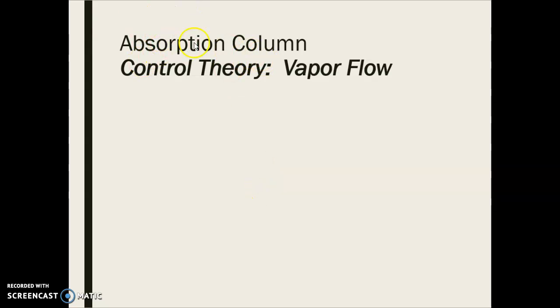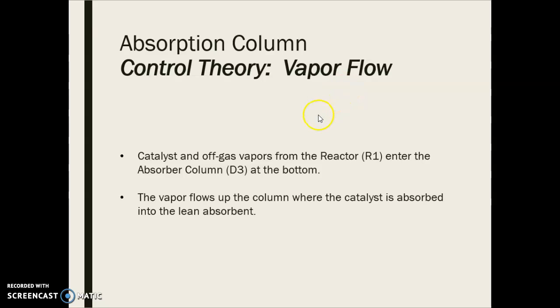So let's first start with the absorption column, D3. The control theory around the vapor flow. The catalyst and the off-gas vapors from the reactor 1 will now enter the absorber column, D3, at the bottom. If you look at your schematic, you'll see they come in there. The vapor flows up the column where the catalyst is absorbed into the lean absorbent.